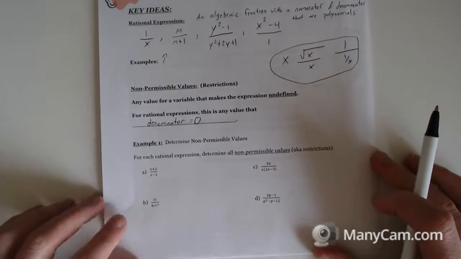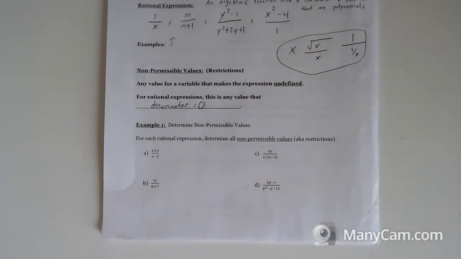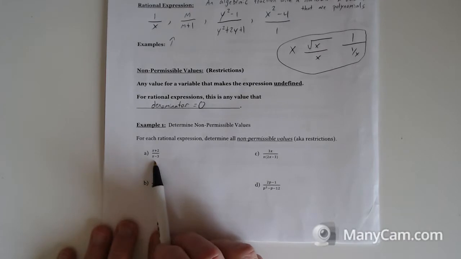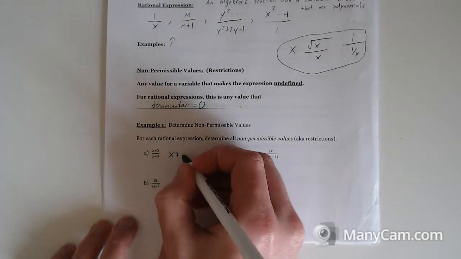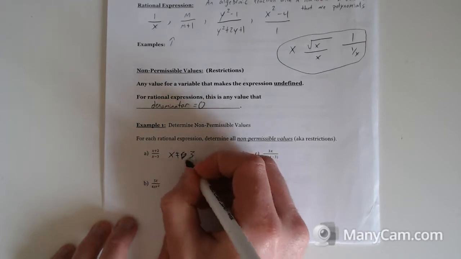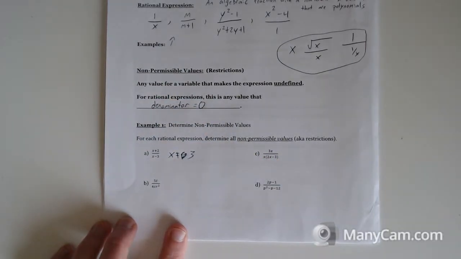Okay, determine the non-permissible values. What value makes this denominator 0? Well, x can't equal 3. Not 0, 3. Yeah, that's all it is. Just what value could you sub in to make it 0?